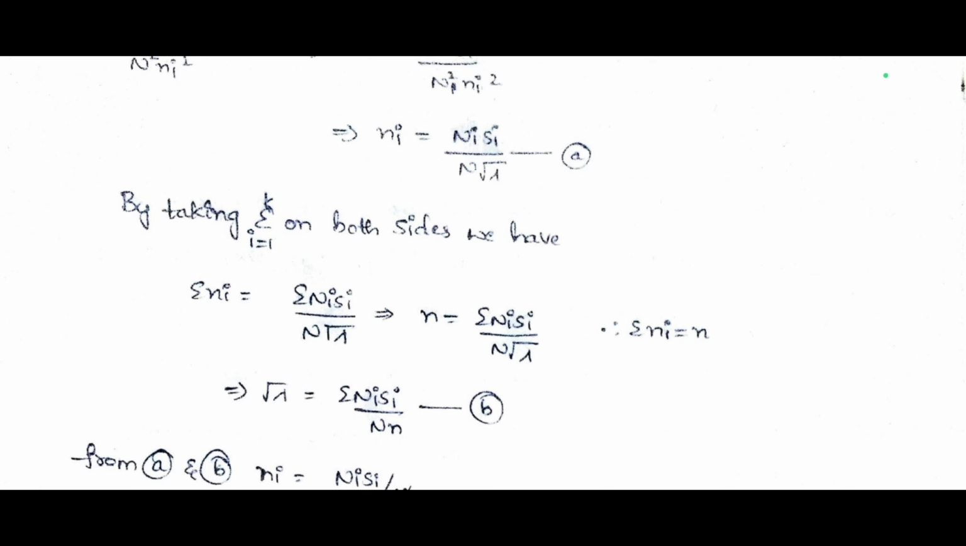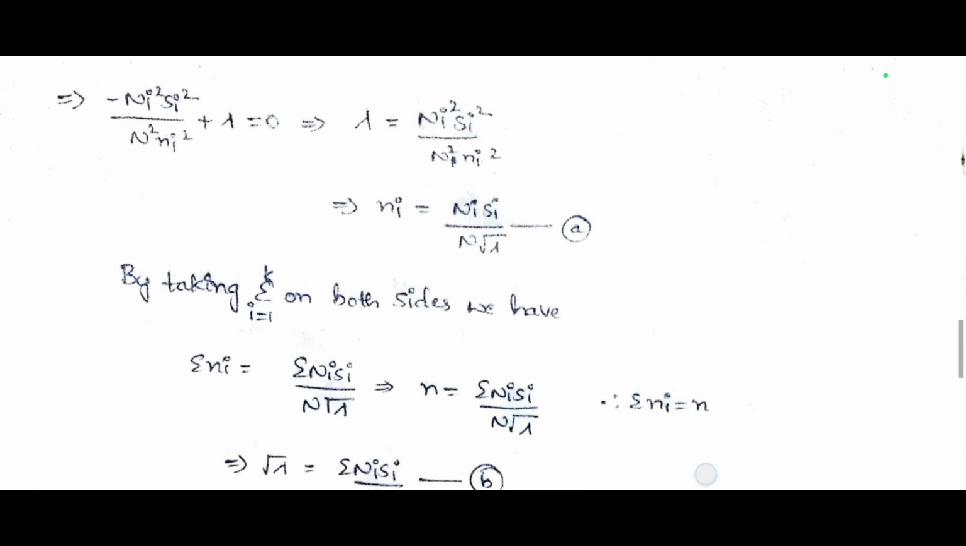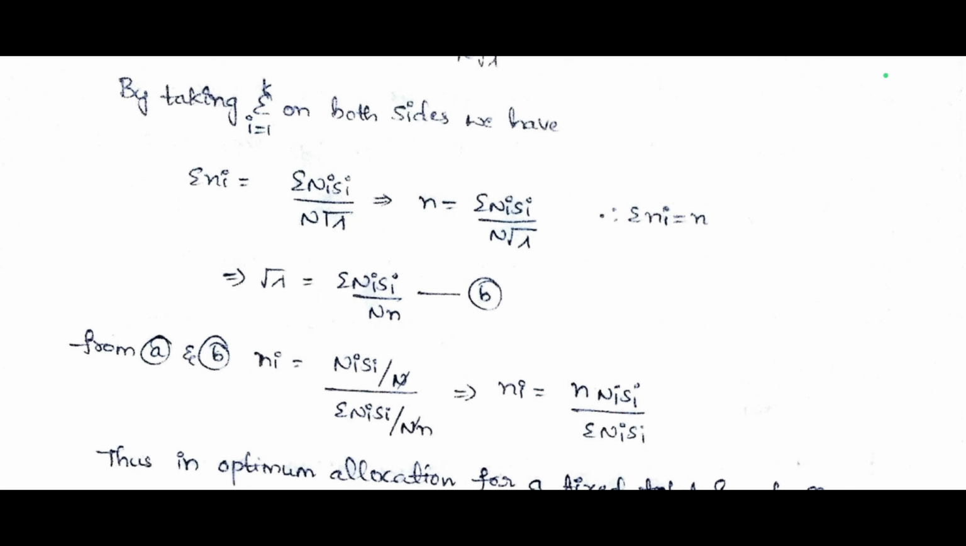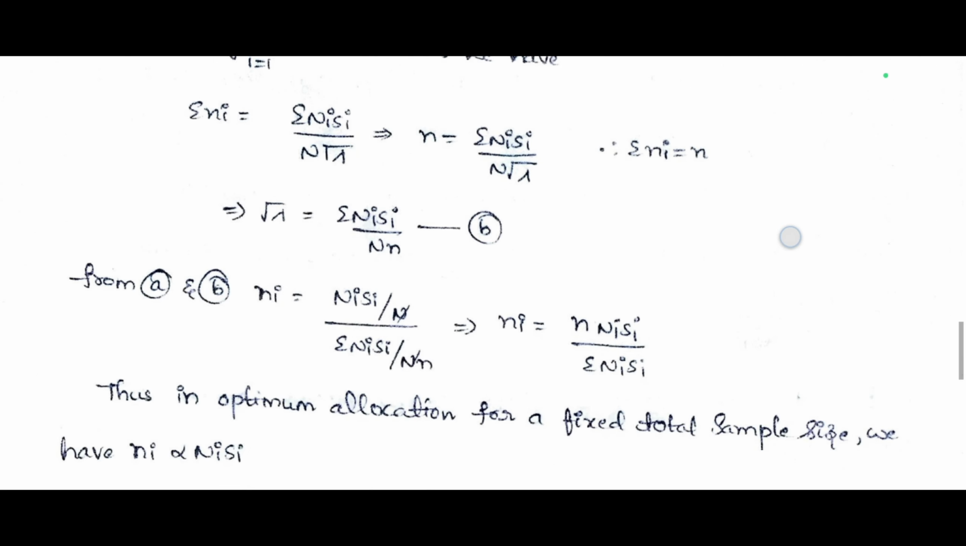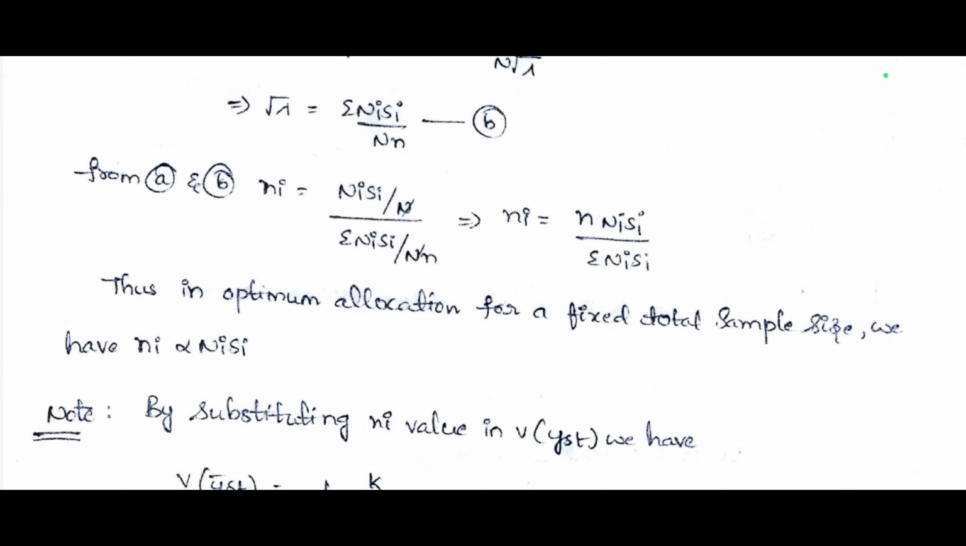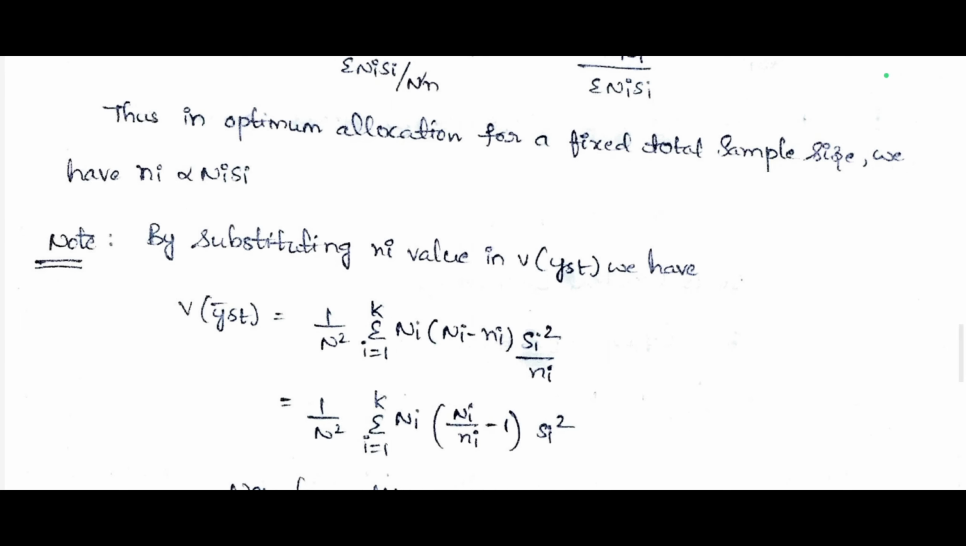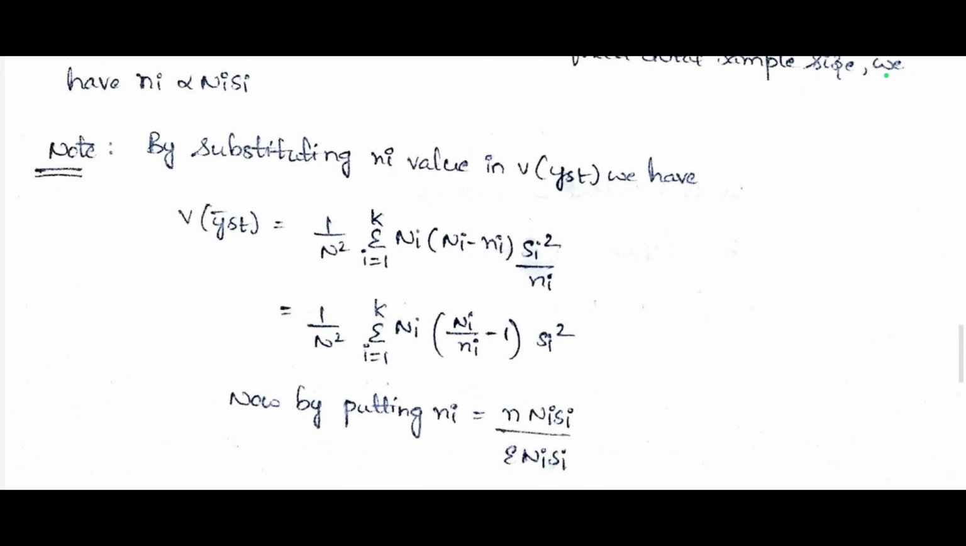Substitute that root lambda from A and B. Ni is equal to n Ni Si divided by the summation of Ni Si, divided by n into n. So here small ni is always directly proportional to Ni Si. Hence the theorem is proved. By substituting the ni value in the variance of y bar of st, we will get the equation and the formula. Okay, let's see now.